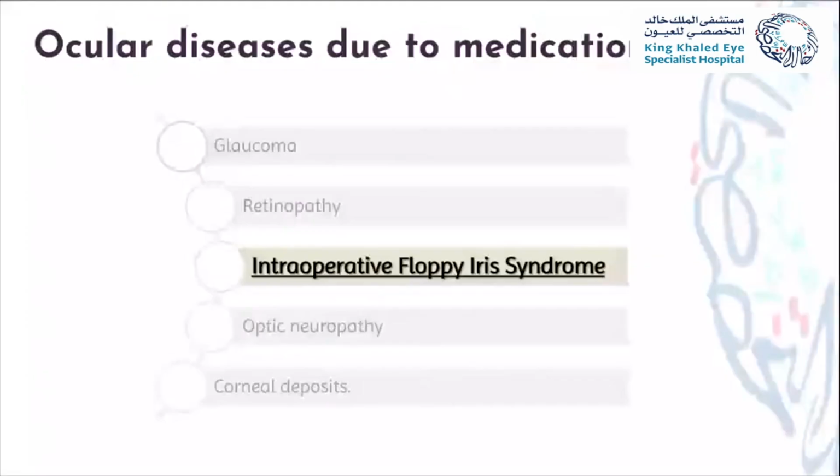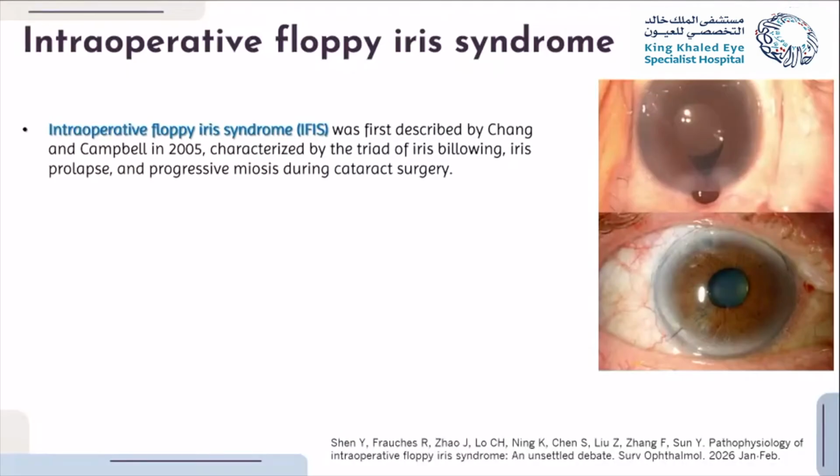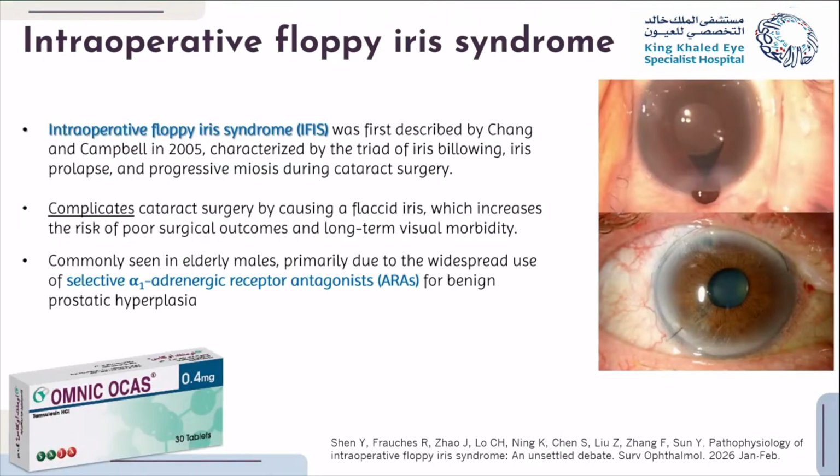Let's go to the next topic, intraoperative floppy iris syndrome. Intraoperative floppy iris syndrome was first described in 2005, and it leads to complications in cataract surgery, with a flaccid iris, which increases the risk of poor surgical outcomes and long-term visual morbidity. The medication most commonly inducing floppy iris syndrome is the selective alpha-1 adrenergic receptor antagonist, which is used for treating benign prostatic hyperplasia.